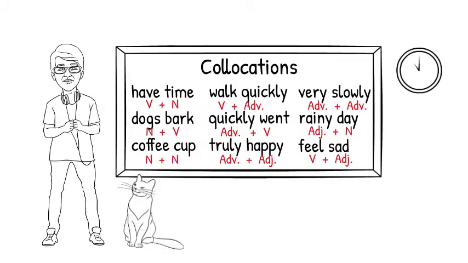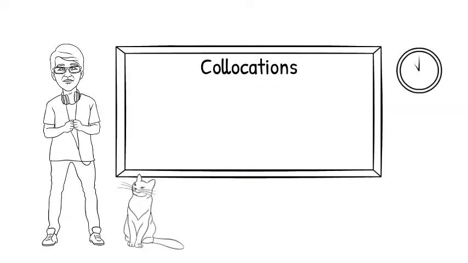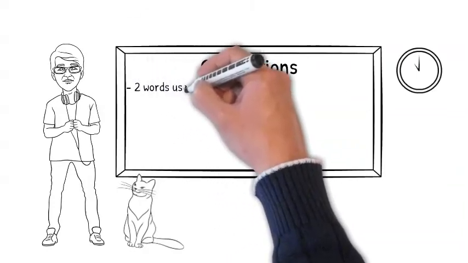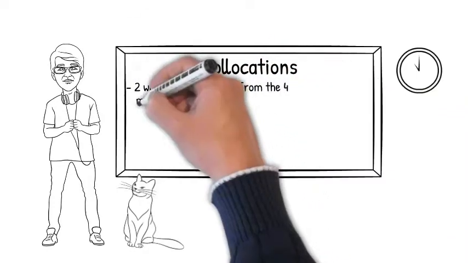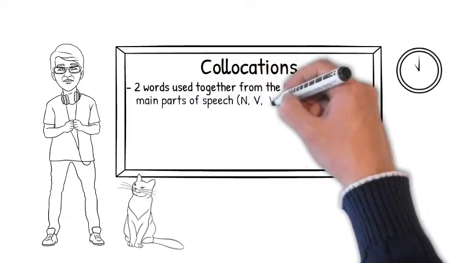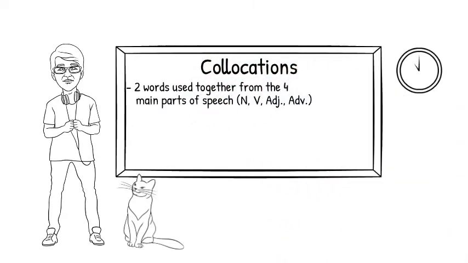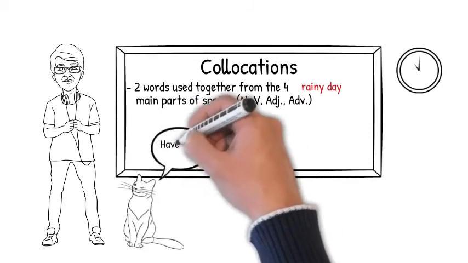Okay, maybe you have figured it out. Collocations are two words used together from the four main parts of speech: nouns, verbs, adjectives, and adverbs. For example, rainy day is an adjective and noun collocation.